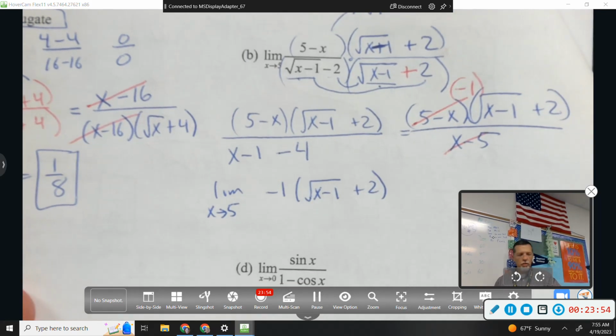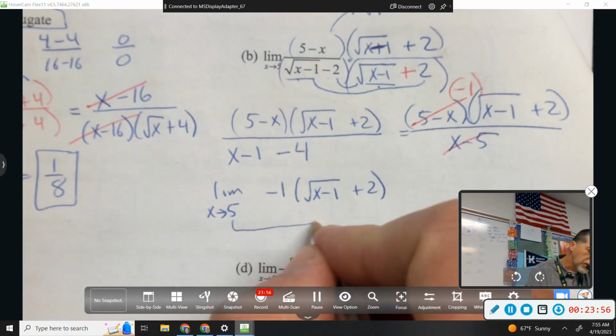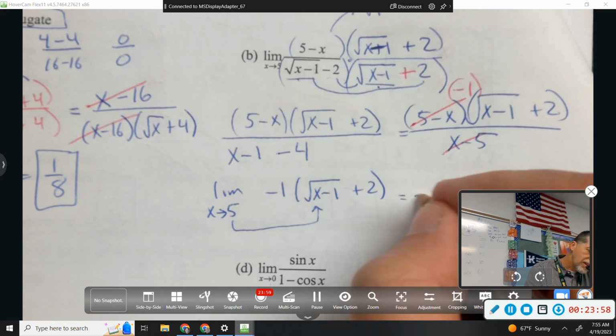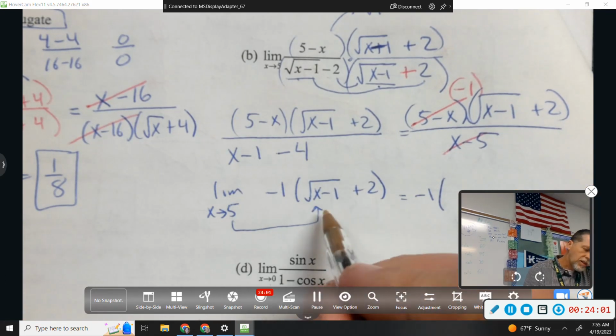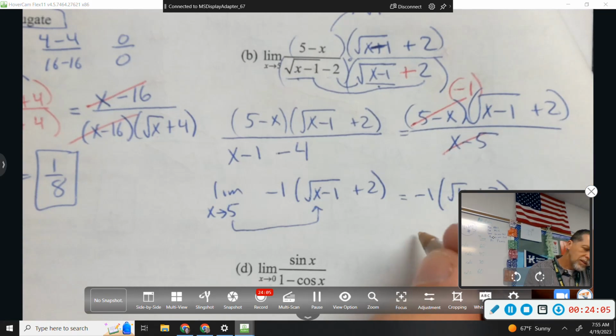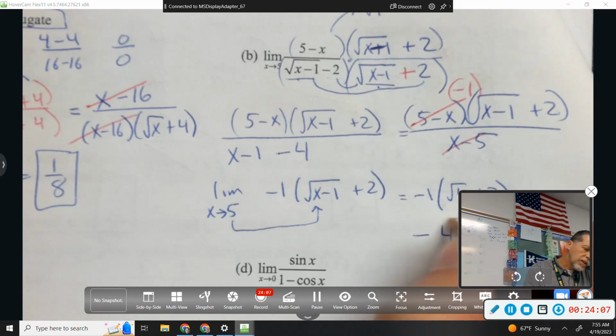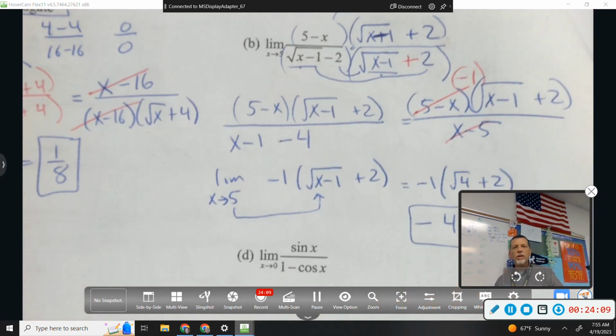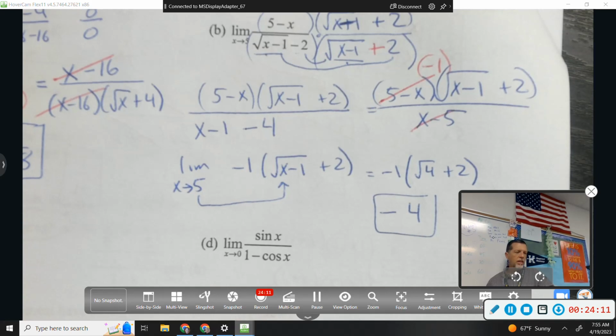Okay, substitution again, but hopefully it works this time. So negative 1 times square root of 4 plus 2. 2 plus 2 is 4, so negative 4. Conjugates.